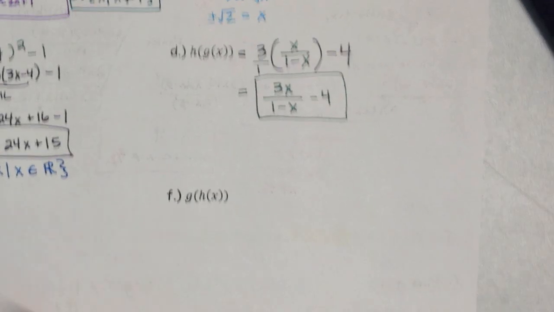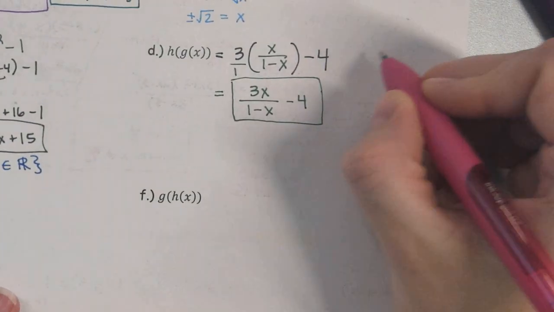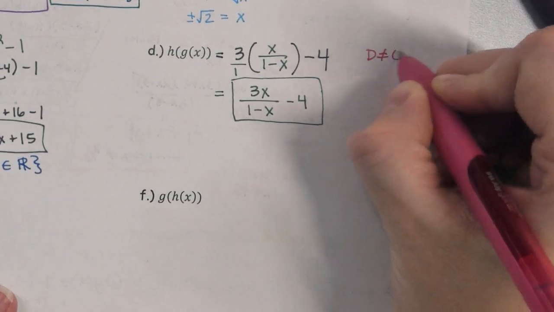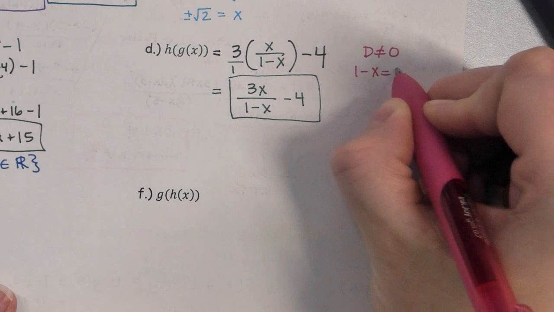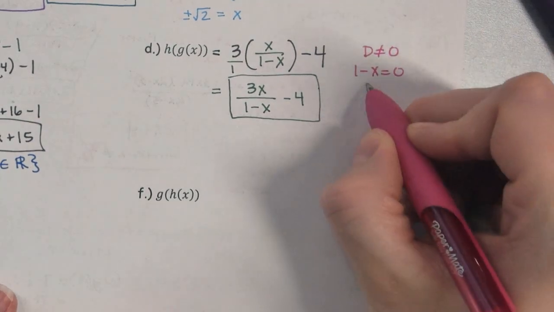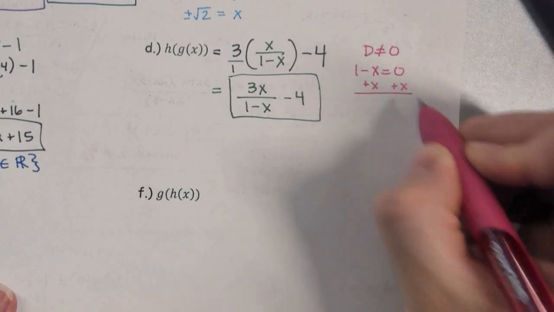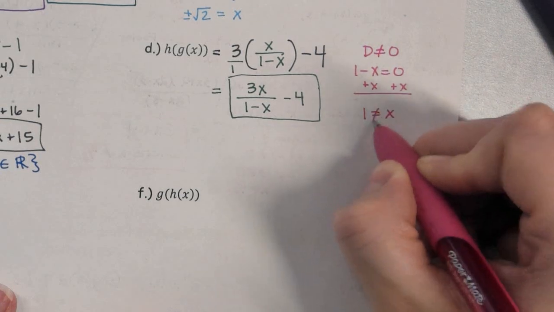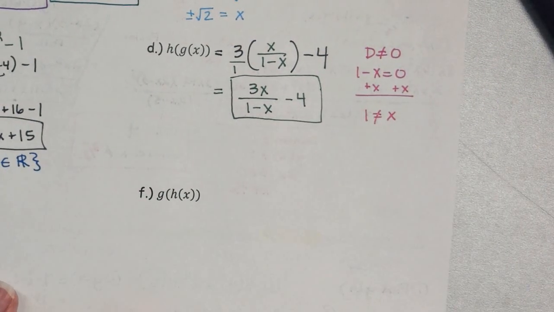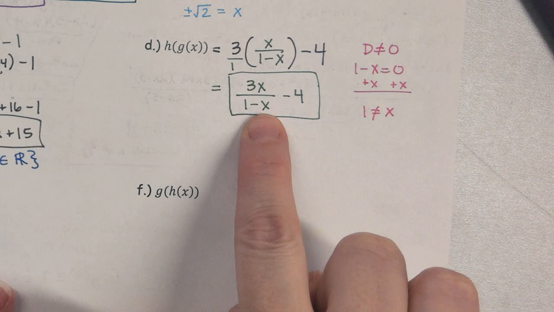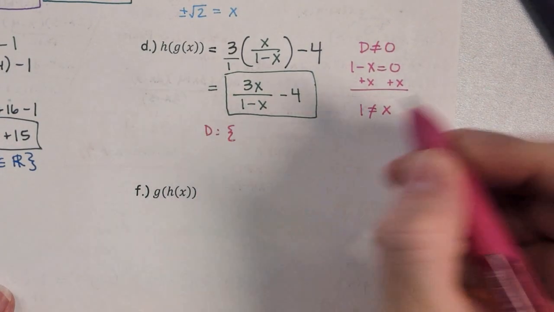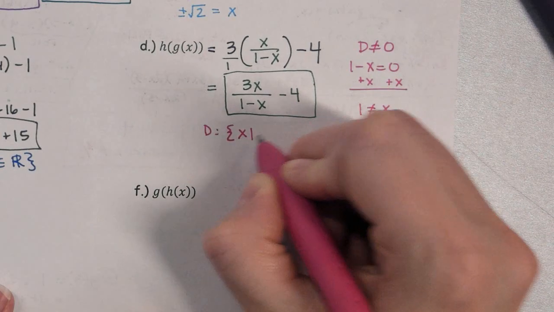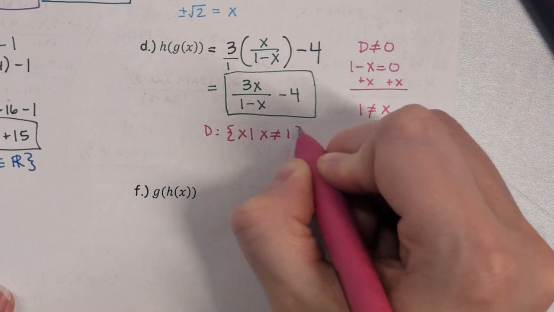Okay, and then for the domain, we have a fraction. So we know the denominator can't be 0, which means we set the denominator 1 minus x equal to 0. I would add x to both sides. So I know that x cannot be 1. Okay, because if I plugged in 1, that would make it 0. We can't divide by 0. So x such that x cannot be 1.